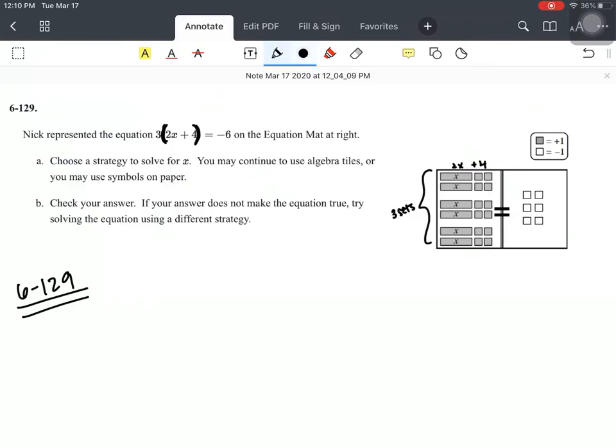Okay. So part A, it says, choose a strategy to solve for x. You may continue to use algebra tiles or use symbols on paper. So I'm going to pause again. Try and solve it the way you do, and then check with me, right? Don't just copy what I write. You guys are amazing at copying notes. The processing is what we're working on, so you have to try this yourself.